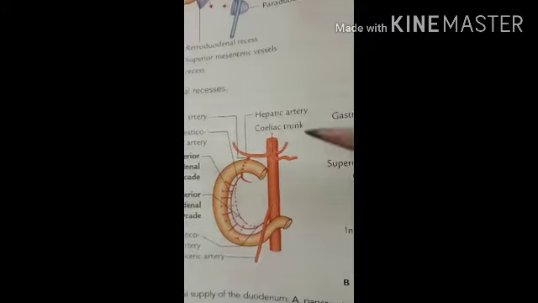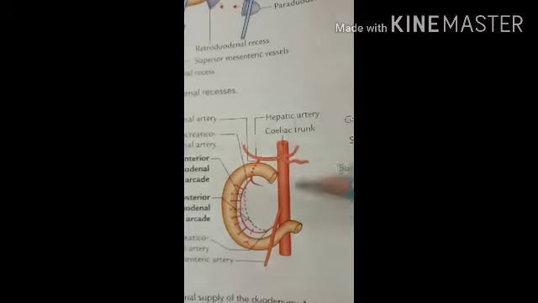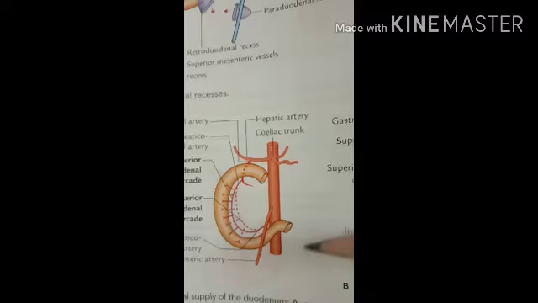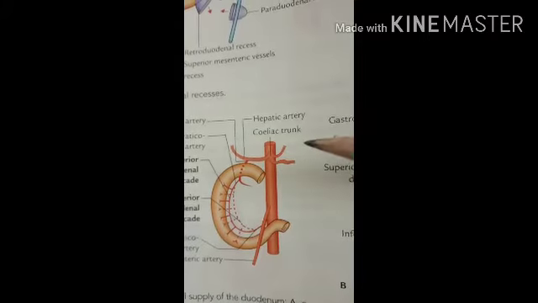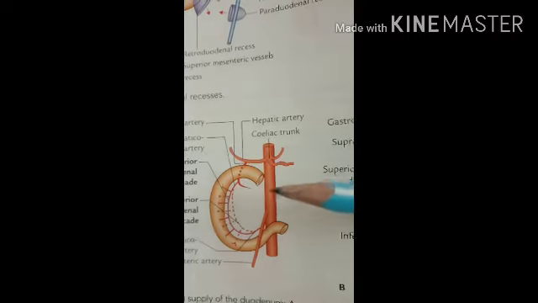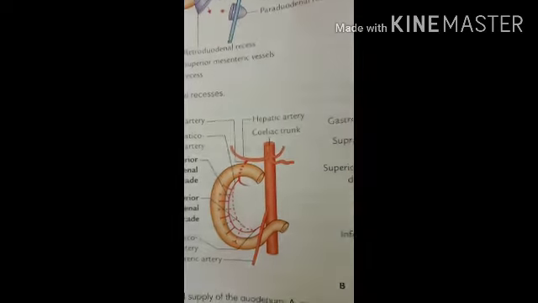And the nerve supply related to the duodenum: it is supplied by both the sympathetic and the parasympathetic. So sympathetic is the T9 to T10 spinal nerves, and the parasympathetic is supplied by the vagus nerve.